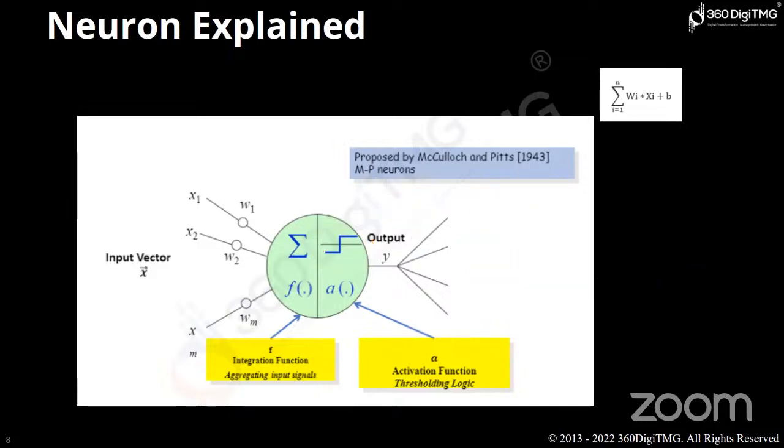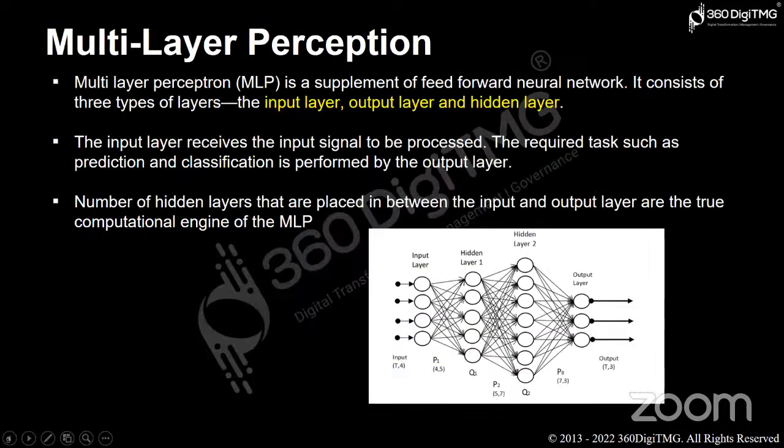Moving forward, multi-layer perceptron refers to multiple neurons working in collaboration to come to a decision. In a multi-layer perceptron, you have the input layer that will take all the inputs. You have the output layer, which will give the answer. And you have the hidden layer. This hidden layer is where all the processing happens, so they are called hidden layers.